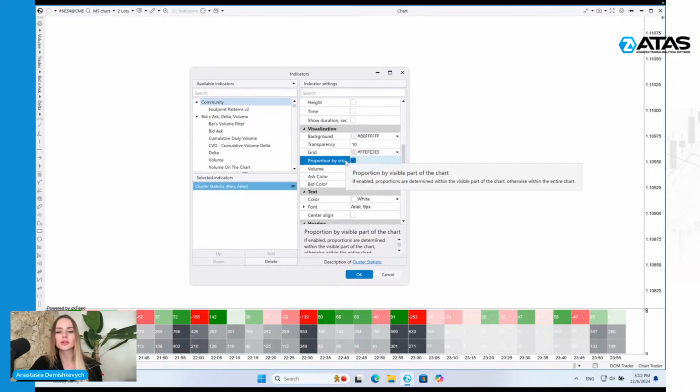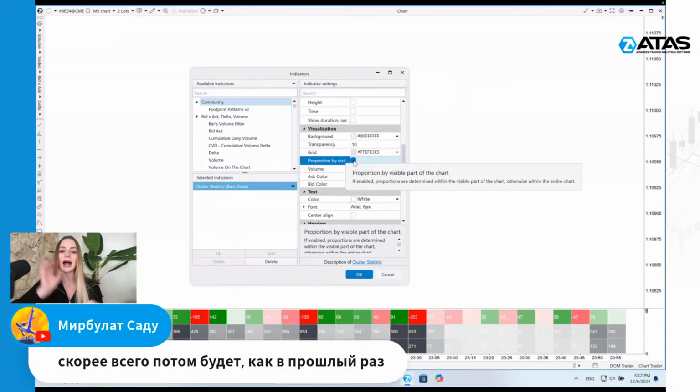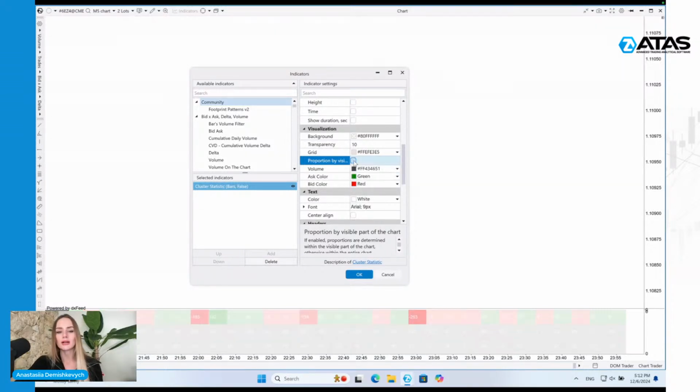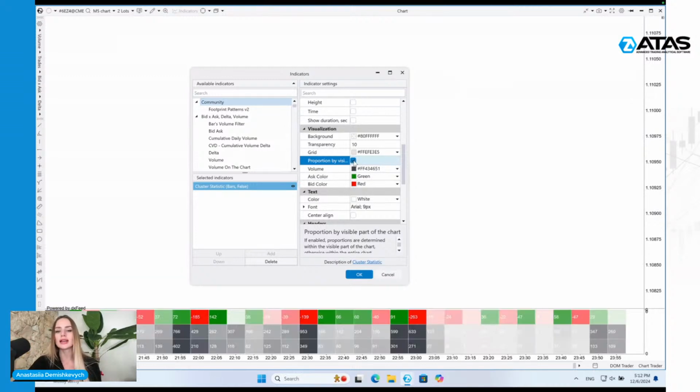Proportion by visible part of the chart is enabled for me because then it compares the volume, delta, and trades based on the visual part of your chart, and it highlights for you something that stands out of the average. Because if you unclick that, it's going to compare it to the total amount, the total chart, and it's not always accurate because it depends what you trade.